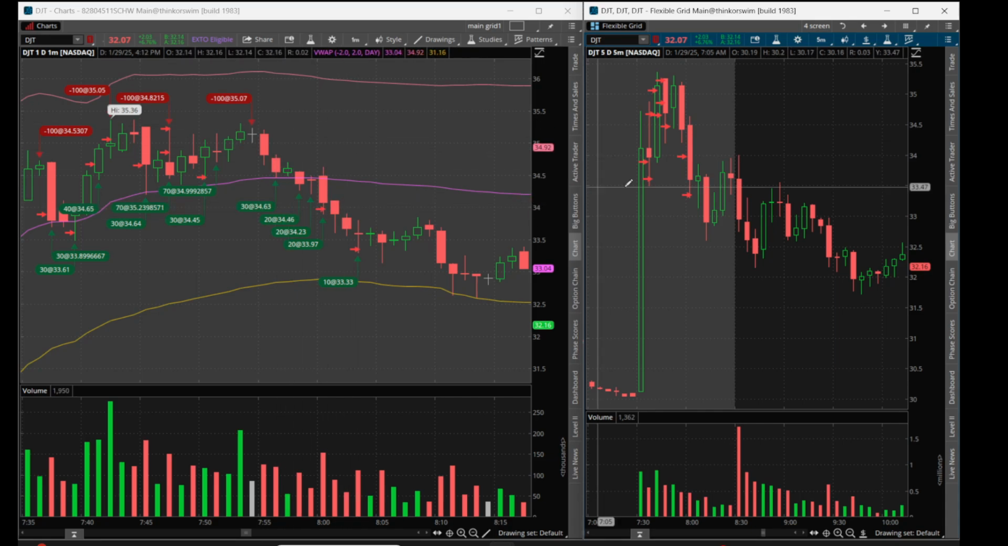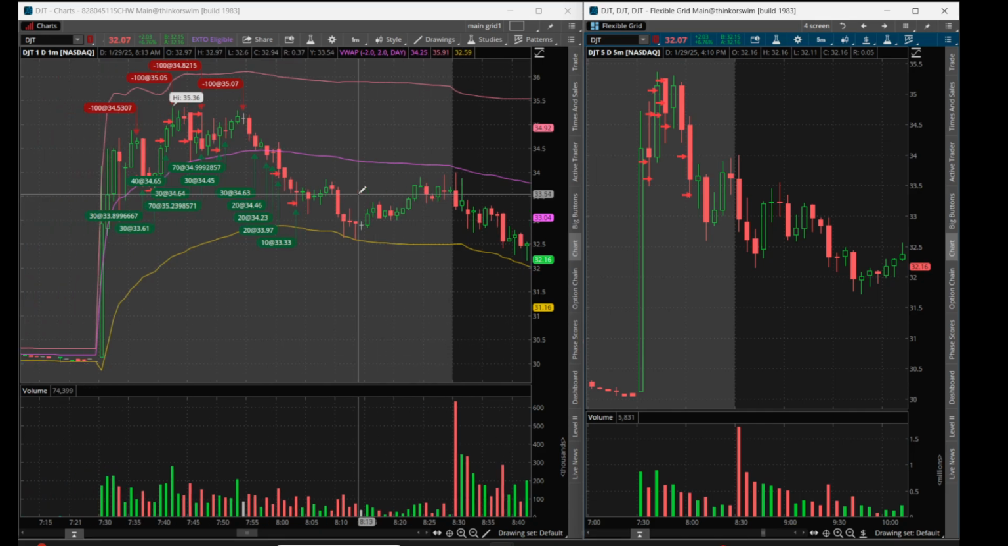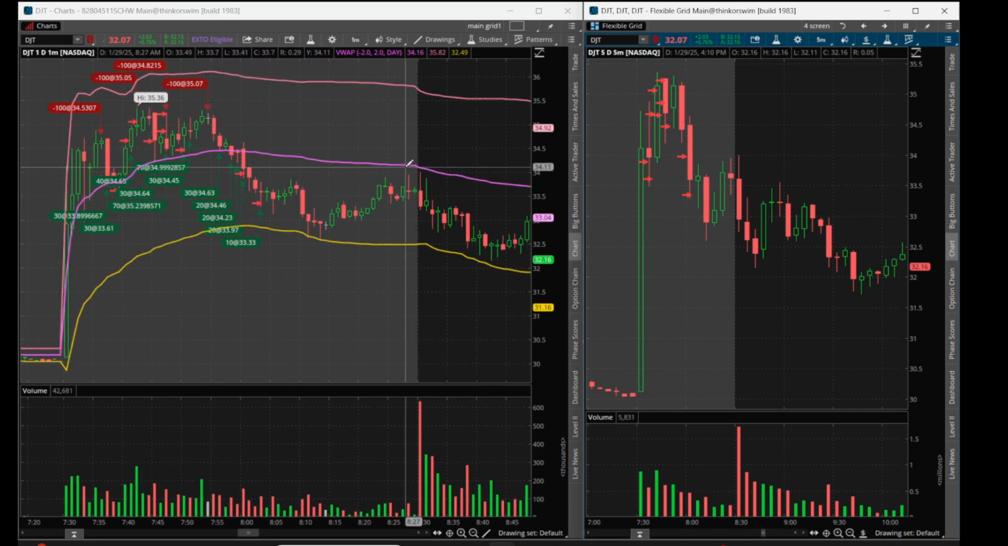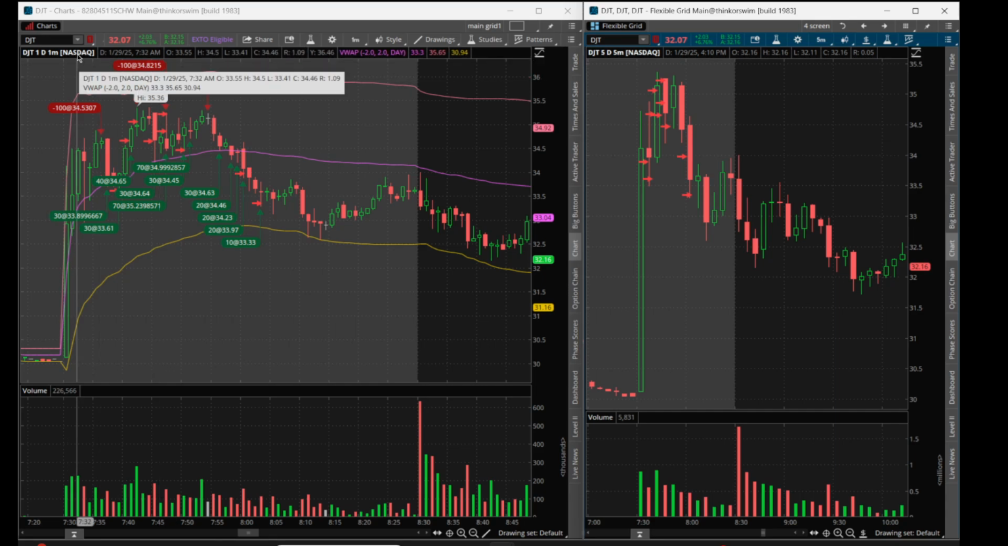Right here is a 1-minute chart and right here is a 5-minute chart. You see I shorted at the top and took profit at the bottom, below the VWAP. I was thinking of holding, but it was close to the market open, and I don't want to hold any position into the market open because I have to watch some other big cap stocks as well. So I just closed my position right here.